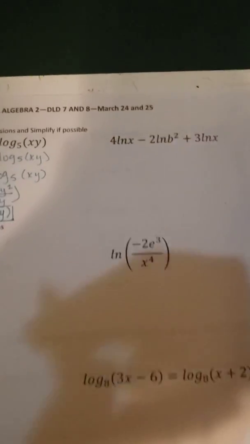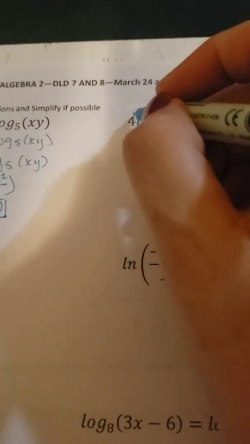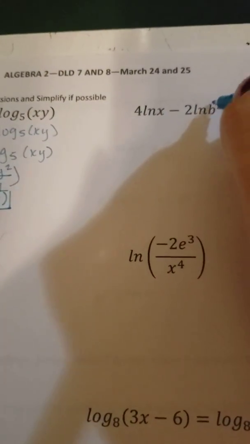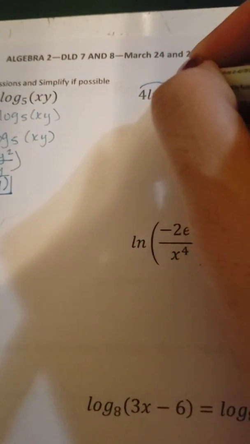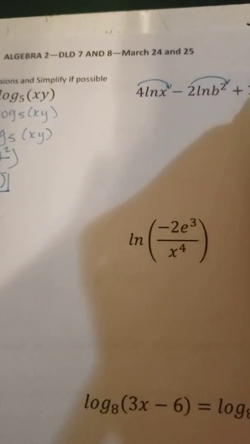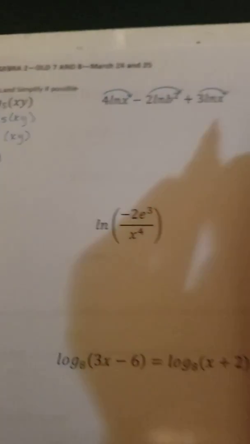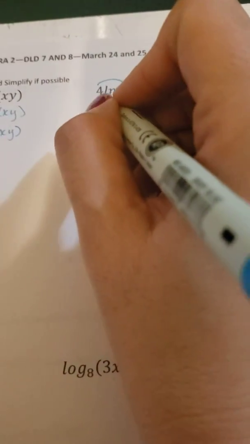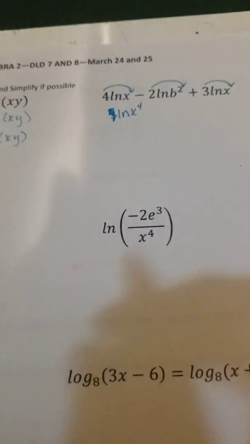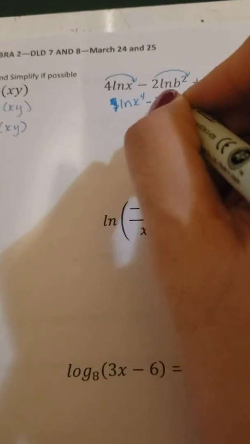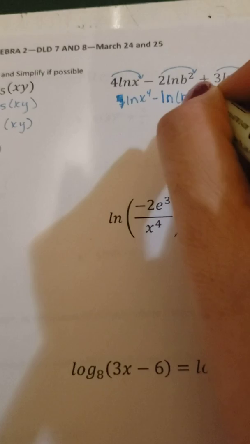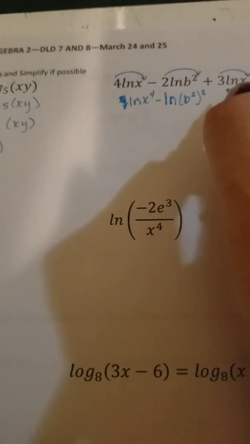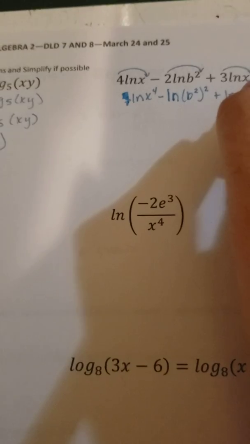Okay. So over here I have a similar situation. I have a number out front, but I have an exponent in here as well, and then I have a number out here. Same thing, the front number becomes an exponent on whatever is in the argument. So this becomes 4 natural log of x, natural log of x to the fourth power, minus the natural log of b squared to the second power, and then the natural log of x to the third power.